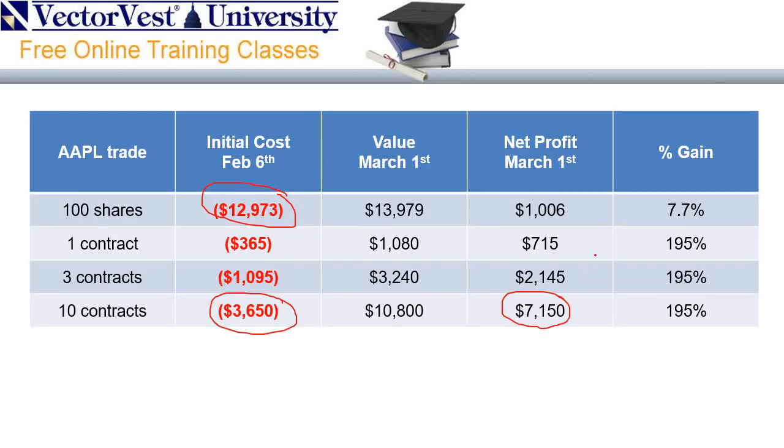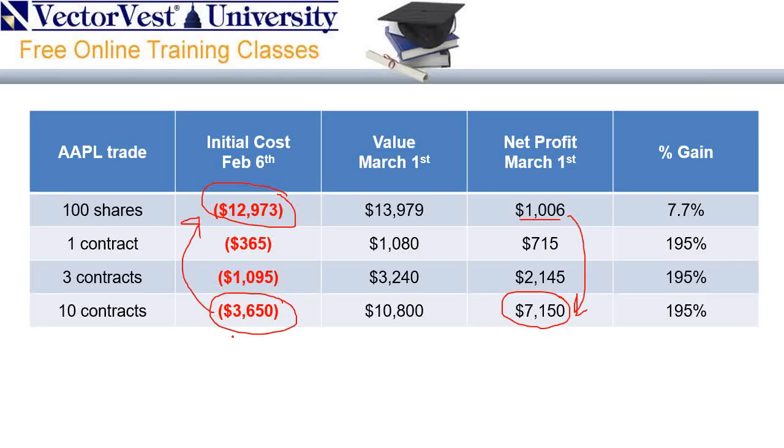So think about that. You just replaced a $1,000 gain with a $7,000 gain, and you still freed up, what is that, $9,000 that you could use on something else, on a different option trade, on a different stock trade. So this is how you're going to start leveraging your money.